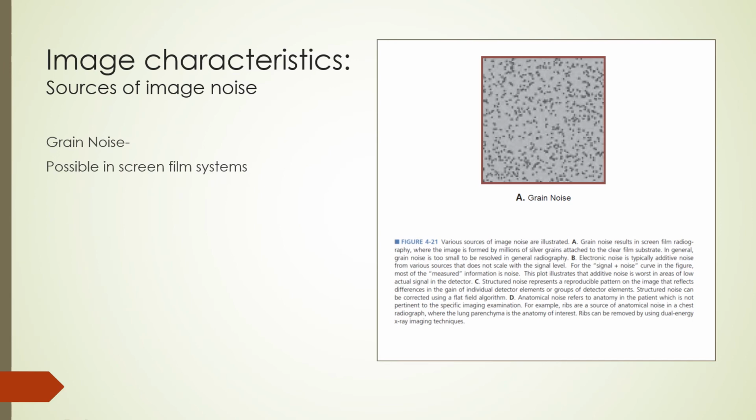Let's start with grain noise. This type of noise is possible in screen film radiography, particularly in mammography if screen film is still used. Optical density in screen film systems is because of reduced silver grains. These silver grains may be visible to a mammography radiologist who uses a magnifying glass to scan for calcifications. So it is possible for these silver grains to be a source of noise.